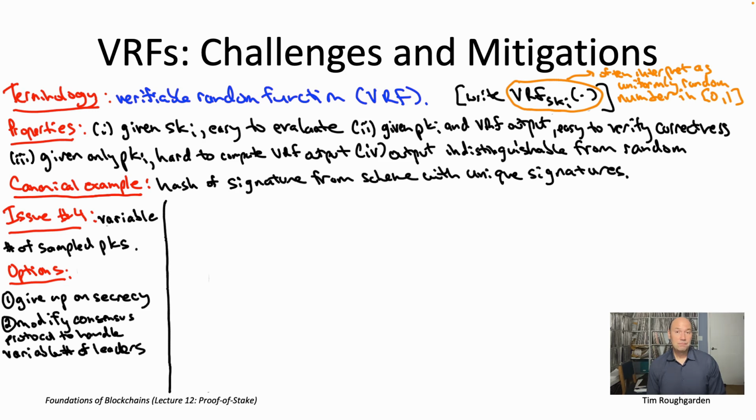The third option is the most ambitious one, which is to say, I don't want to make either of these 2 compromises. I want secrecy, and I want a guarantee that exactly 1 public key is going to be sampled. So that problem now has a name, which is Single Secret Leader Election, or SSLE.